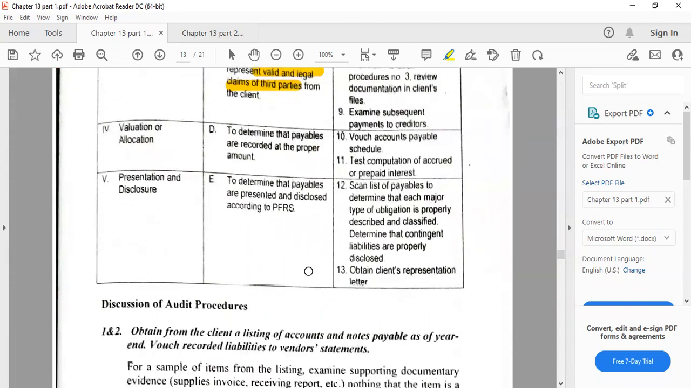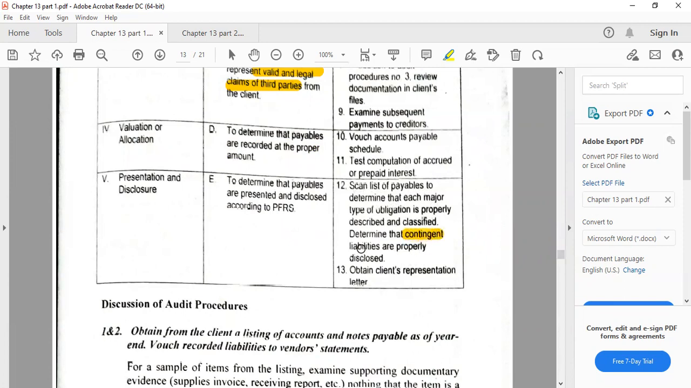Last assertion is on presentation and disclosure. Our objective here is to determine that payables are presented and disclosed according to PFRS. So how do we do this? Scan list of payables to determine that each major type of obligation is properly described and classified. Determine that contingent liabilities are properly disclosed.